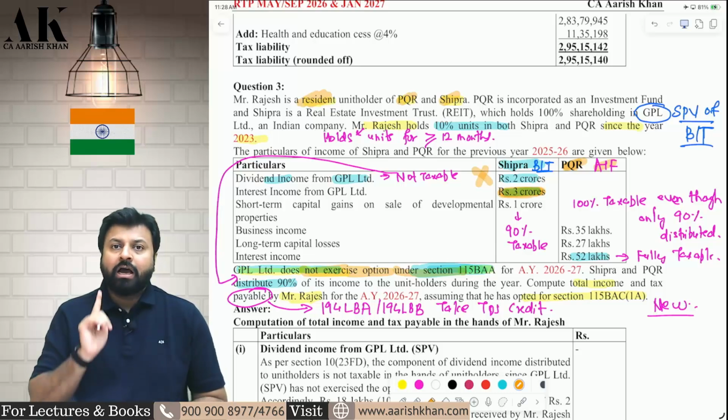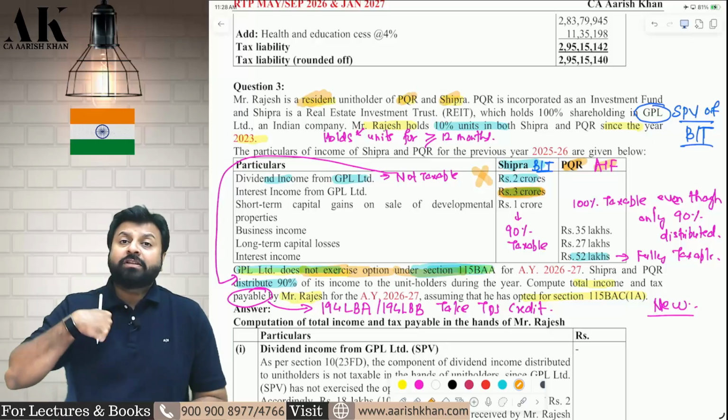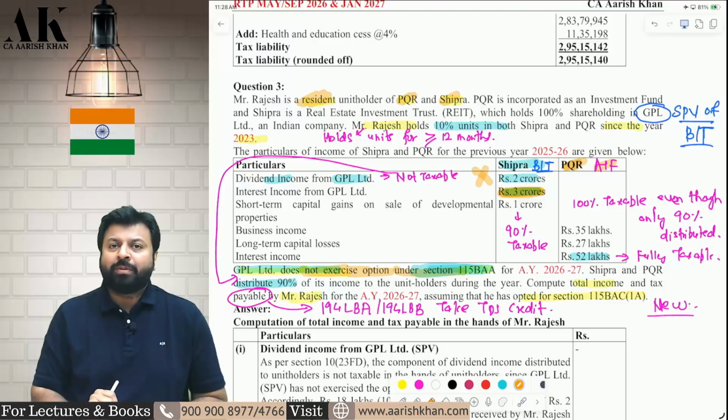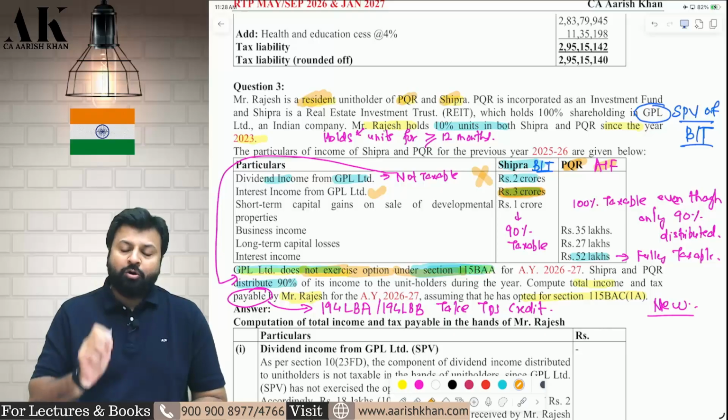So out of 3 crore, how much is distributed? 90%. 90% amounts to how much? 2.7 crore. Out of which Mr. Rajesh holds how much? 10%. Therefore, 2.7 crore into 10% comes to how much? 27 lakh. Therefore, 27 lakh interest will be taxable in the hands of Mr. Rajesh. I hope it is clear to all of you.